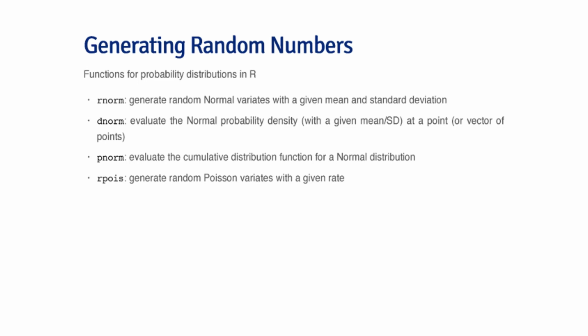So another function for generating random variables is the rpois function, which generates Poisson random variables from a Poisson distribution with a given rate. And so there are a number of functions for generating random variables from the standard probability distributions, and you can use these to run simulations.